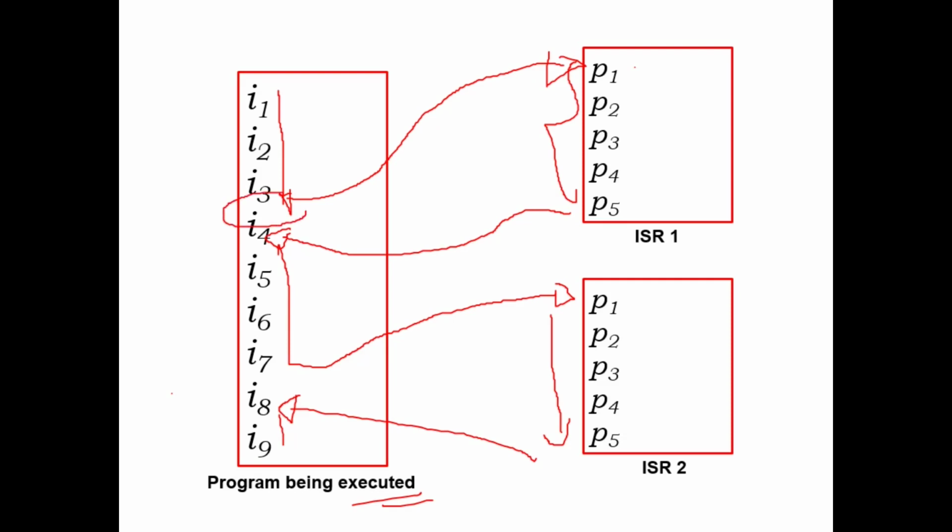See here, the execution of this program is stopped, right? And after execution of a particular subroutine, it is resumed. Pause and resume. Again when an interrupt occurs, the current program being executed is paused or stopped. After executing a particular subroutine, it is resumed. So in between there is some interrupt. So it is called interrupts.